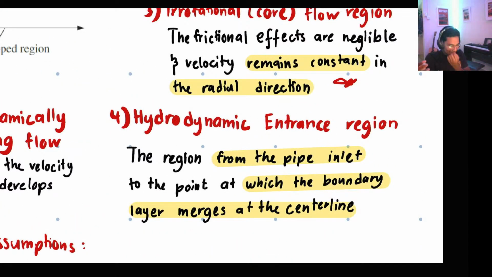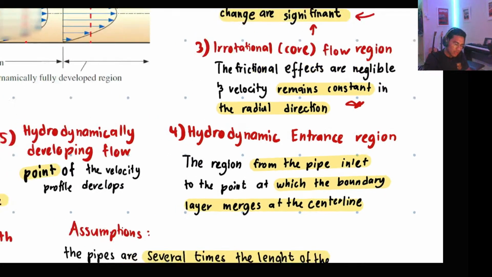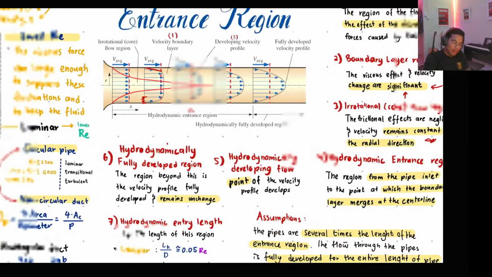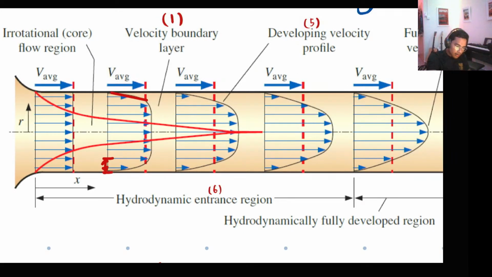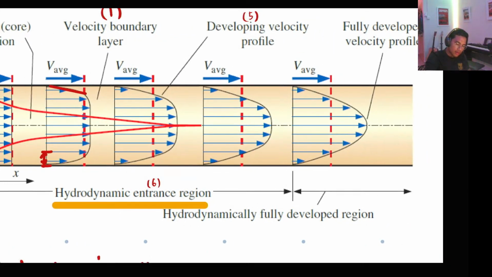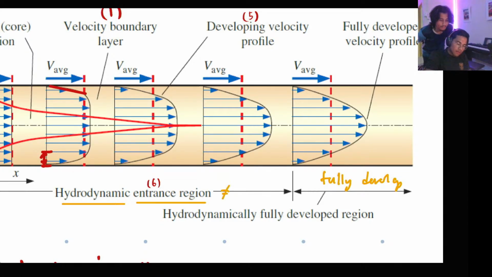The hydrodynamic entrance region is the region from the pipe inlet to the point at which the boundary layer merges at the center line. This one. The hydrodynamic entrance region is the region before the fully developed region. Entrance region is not equal to the fully developed.